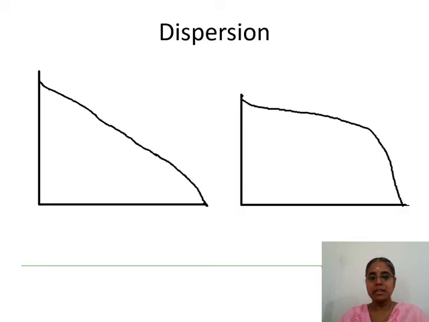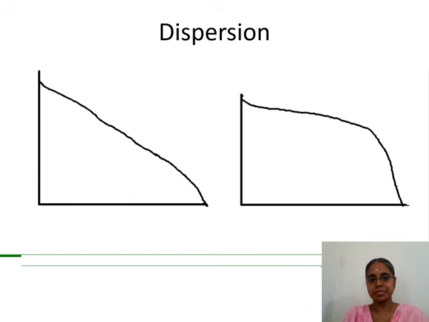Next, we'll try to understand dispersion. Dispersions tell about the variability of fiber or fiber length distribution. So we have two sorter diagrams here.